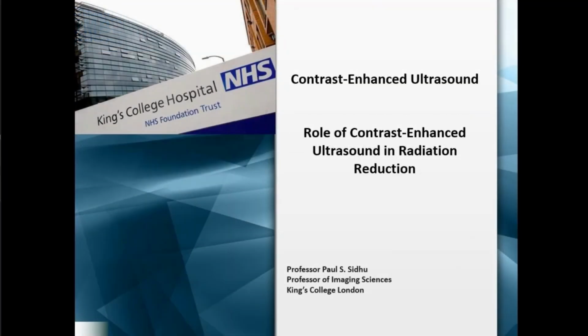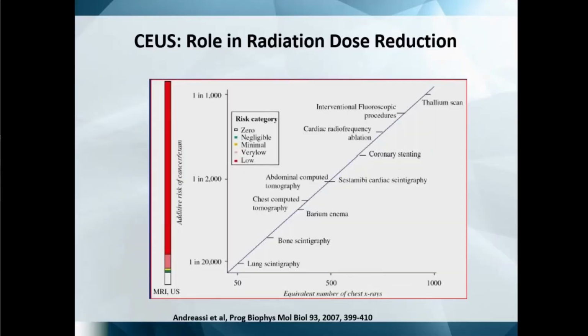So I'll start off by talking about why we should be using contrast-enhanced ultrasound. The main aim of using any form of ultrasound is to reduce the radiation burden in the patient, as well as getting the clinical diagnosis. We are all familiar with this chart, where nuclear medicine thallium scans and interventional procedures have the highest radiation dose to the patient, and we know MRI and ultrasound have no radiation dose at all.